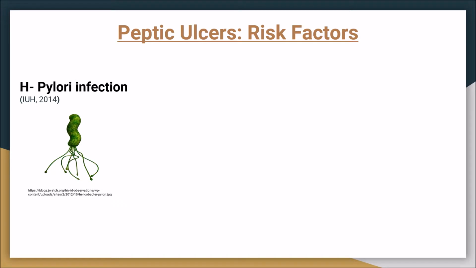Peptic ulcers and their risk factors. There are many risk factors that are associated with this disease. H. pylori infection is one of the main causes because when this infection is left untreated, it causes ulceration in the stomach, and this can also progress to cancer later on. H. pylori accounts for 48% of cases of peptic ulcer disease in America.